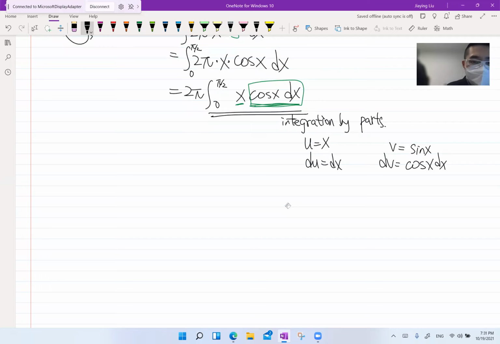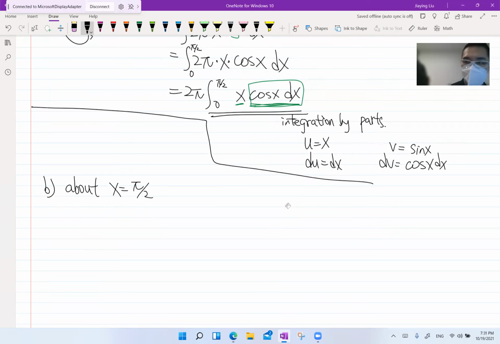All right, so I'm going to move on to B. B says we're going to take the same region, but this time we're going to find the volume by rotating the region about x equals half. Sorry, x equals pi over 2. So again, I'm going to quickly draw the region here. One pi over 2, and I'm going to rotate about the line x equals pi over 2.